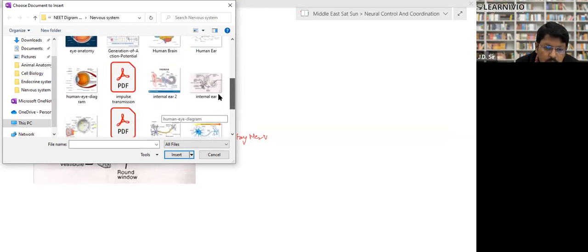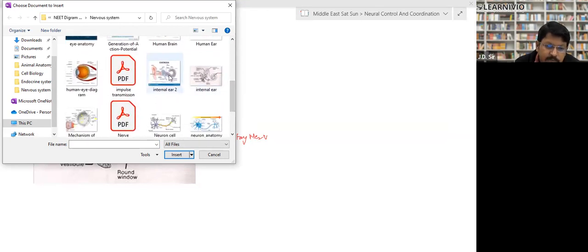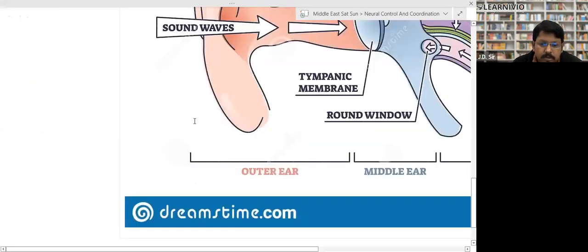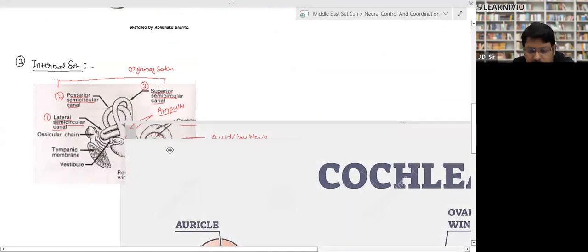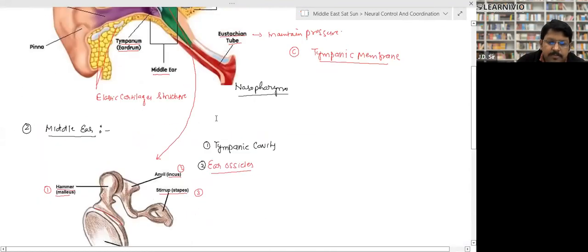Look, now the next heading is mechanism of listening, and I want to share one more diagram. This diagram, right? By the way, this is the mechanism of listening. Next heading is mechanism of listening. We'll do it in the next page.